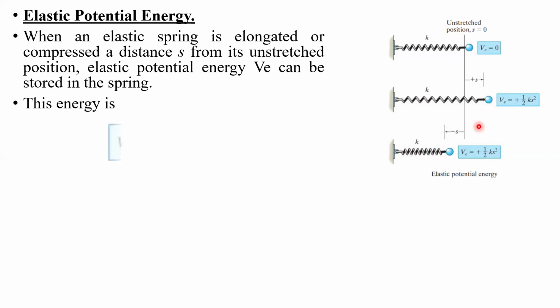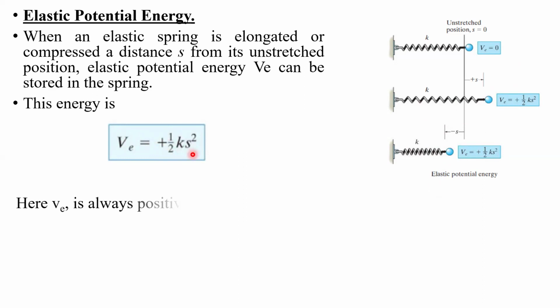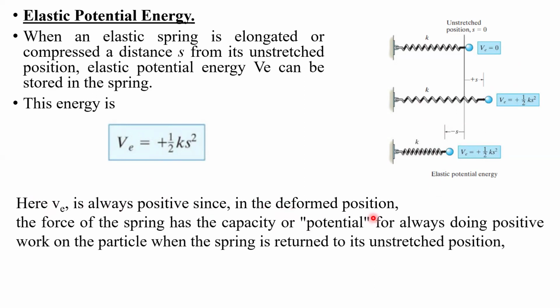This energy is VE equal to half ks squared. VE is always positive in the deformed position. The force of the spring has the capacity or potential for always doing positive work on the particle when the spring is returned to its unstretched position.